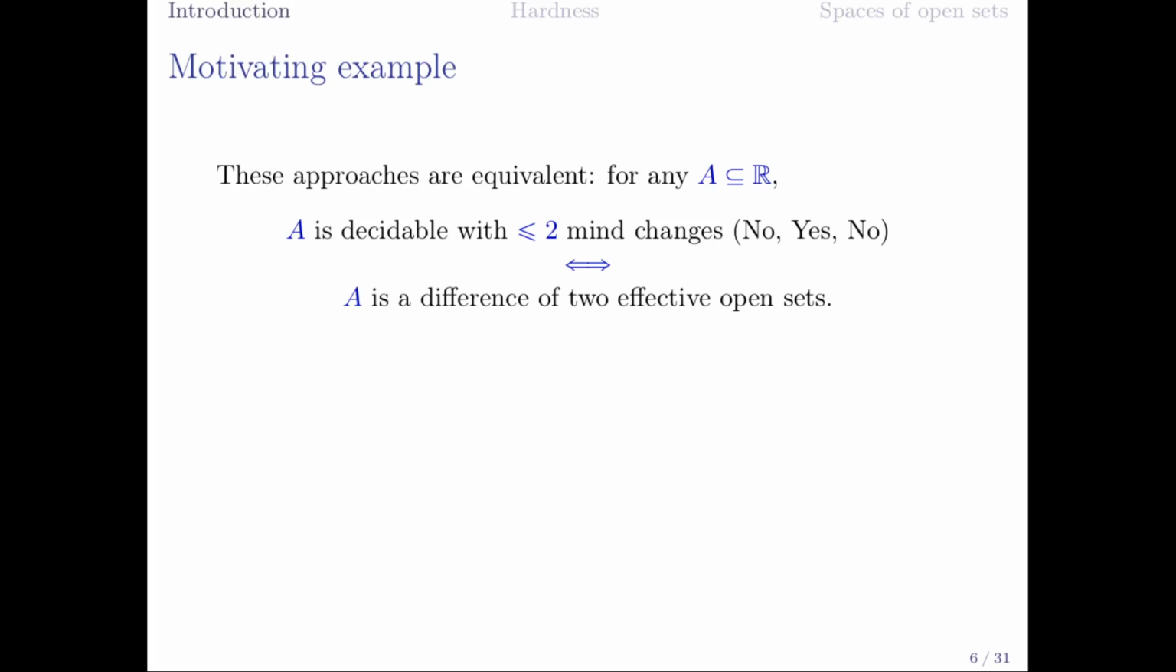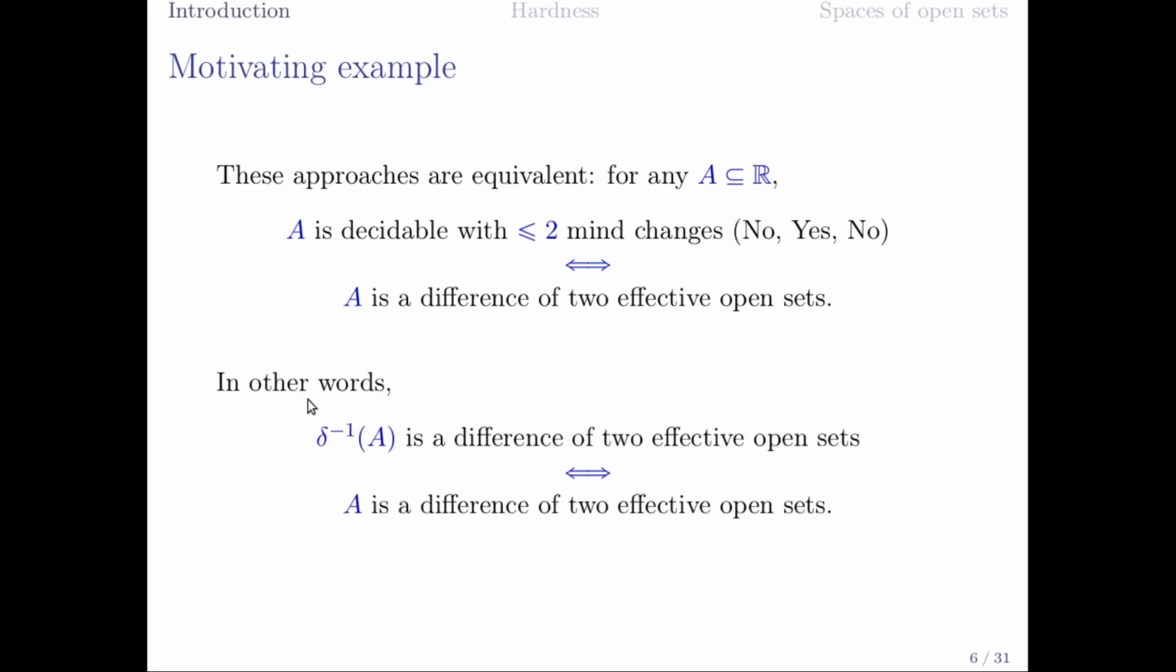It's actually measuring the complexity of the set of names of points in the set. So the algorithmic complexity of the set is actually the complexity of the preimage of the set under the representation. And this equivalence can be rephrased by saying the preimage of A is a difference of 2 effective open sets if and only if A is a difference of 2 effective open sets.